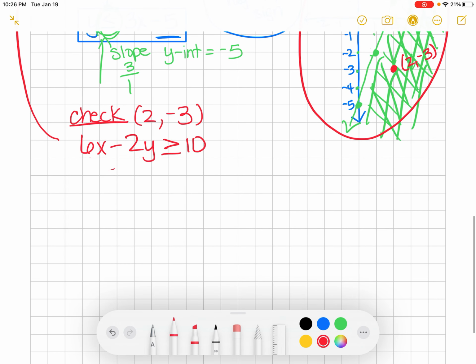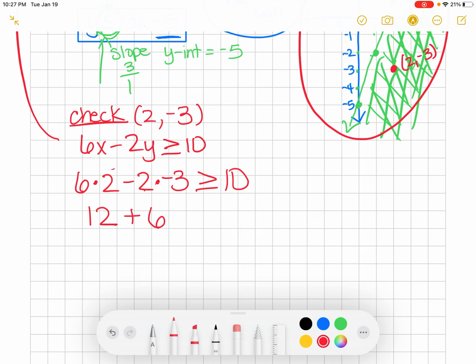Okay, so now I'm going to put in my point. 6 times 2 minus 2 times -3 is greater than or equal to 10. So 6 times 2 is 12. -2 times -3 is a positive 6. So I'm going to put plus 6. And then 12 plus 6 is 18. So 18 is greater than or equal to 10. So that means my problem checked out.